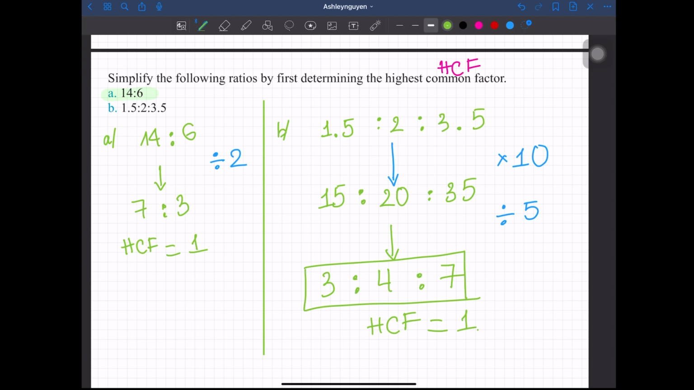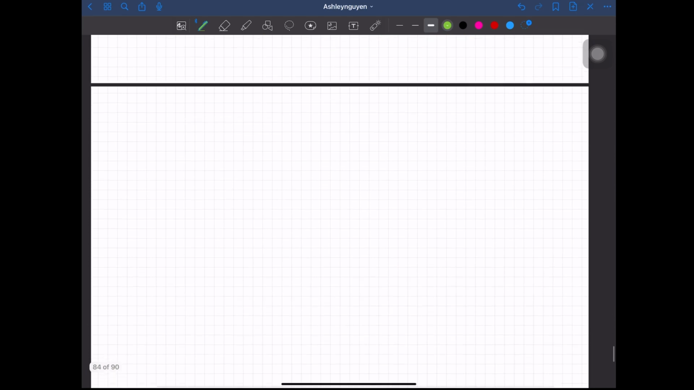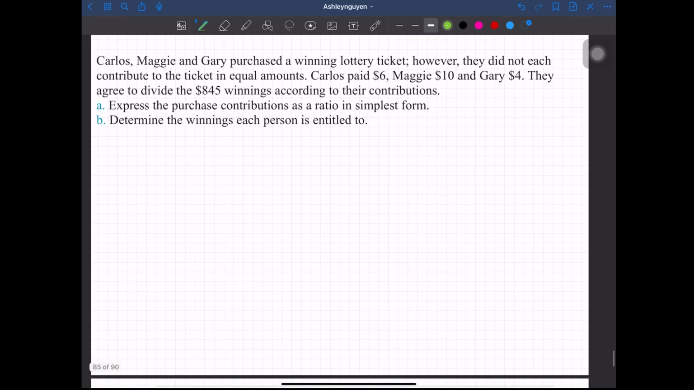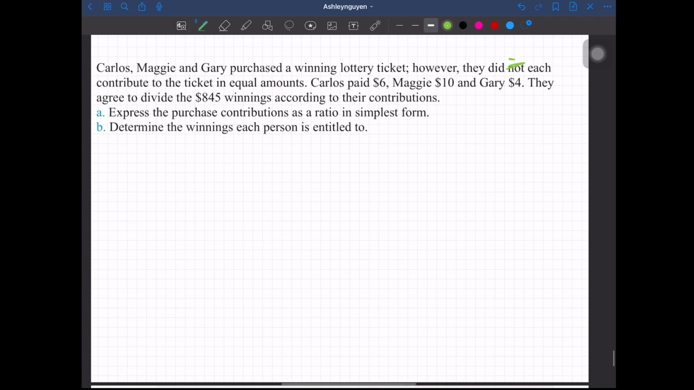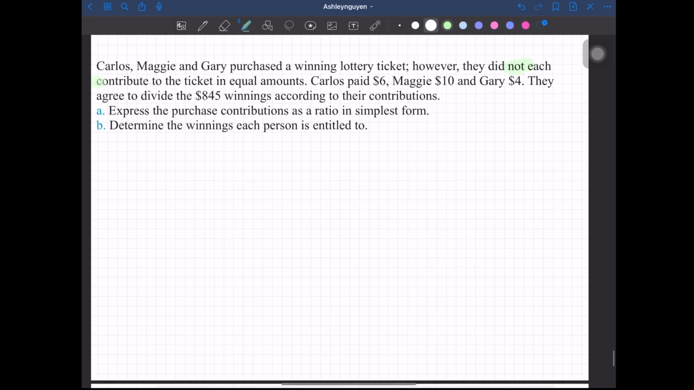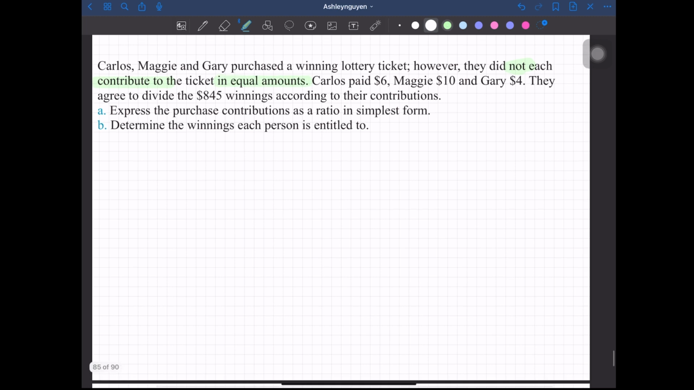What about ratio of a given quantity? Let's do the following example. Carlos, Maggie, and Gary purchased a winning lottery ticket. However, they did not each contribute to the ticket in equal amounts. Carlos paid $6, Maggie paid $10 and Gary paid $4.